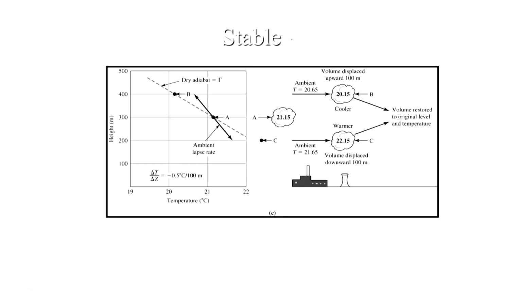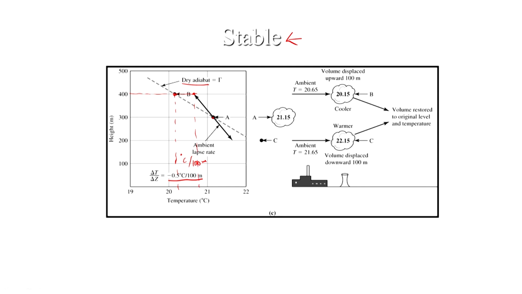If it's stable, it's obviously the inverse. Here you have the ambient lapse rate lesser than the 1 degree centigrade per 100 meters, which is the dry adiabatic lapse rate. It's now 0.5 degree centigrade decrease in temperature per 100 meter increase in elevation. So what do we see out here? Let's say from here we are pushing the packet up, and at 400 meters, what is relatively at lesser temperature, I guess?